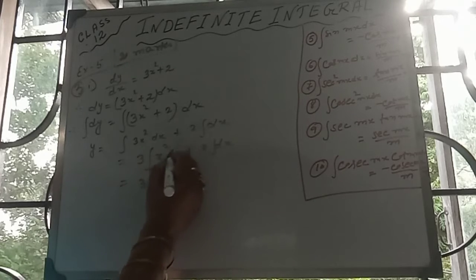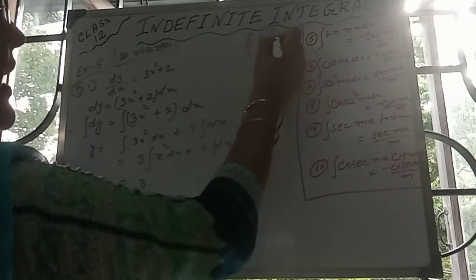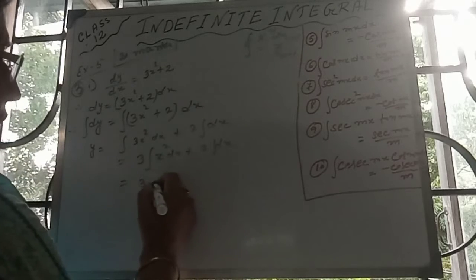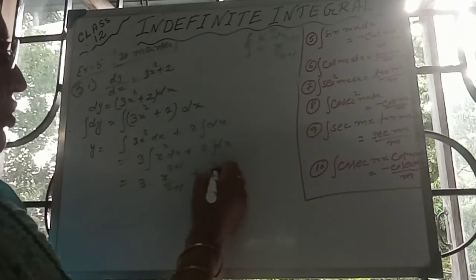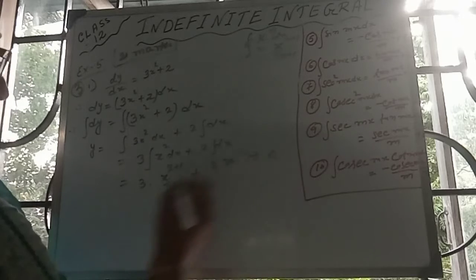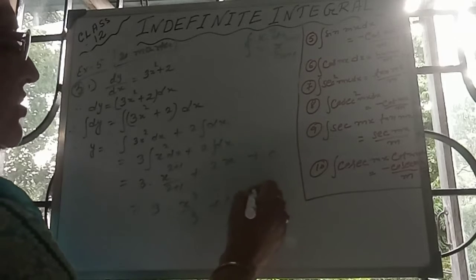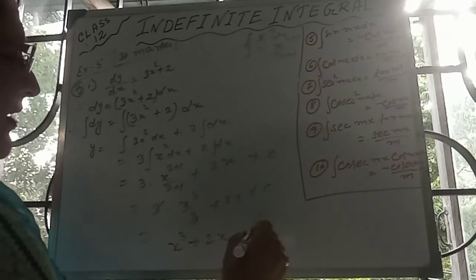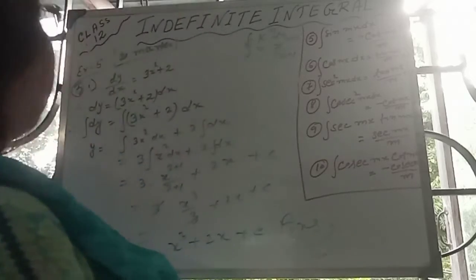So for 3 integral x square dx, the formula is integral x to the power n dx is x to the power n plus 1 by n plus 1. So we can follow this: 3 into x to the power 2 plus 1 by 2 plus 1, plus 2 integral dx, which is again x, plus c, the constant of integration. 3 into x to the power 3 by 3 plus 2x plus c. These 3s will be cancelled, so we get x cube plus 2x plus c. This is the original function we had to find. Okay, so this is sum number 3 part 1.